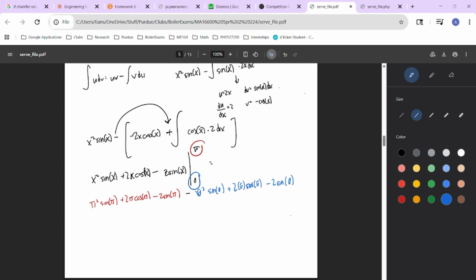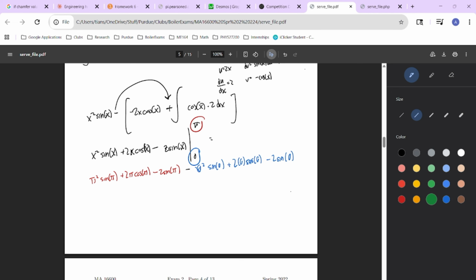As you can probably already notice, all the terms with sine in it die off. So this becomes 0, that becomes 0, that becomes 0, that becomes 0, and this becomes 0 too, since 0 times anything is 0. The reason why it dies off is because sine of pi is equal to 0 on the unit circle, sine of 0 is also equal to 0 on the unit circle, and all we're left with is this. 2 pi multiplied by cosine of pi.